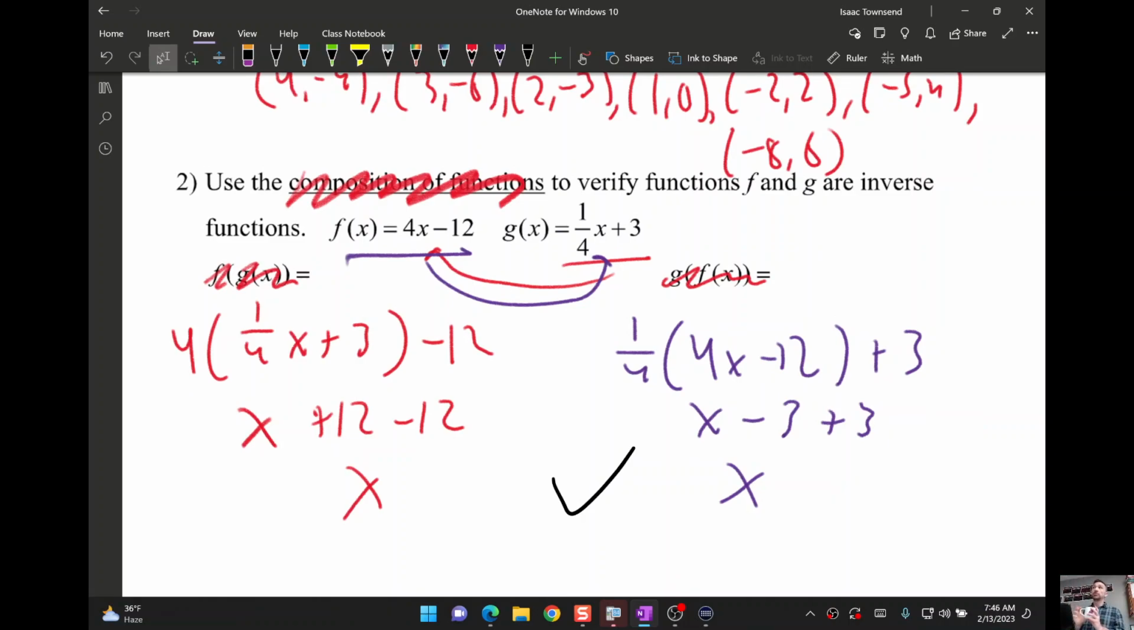So, not hard to do, but you need to make sure you know what to do without being told. We may not tell you to use composition of functions. We may not write the notation this way or this way to give you that kind of a push.